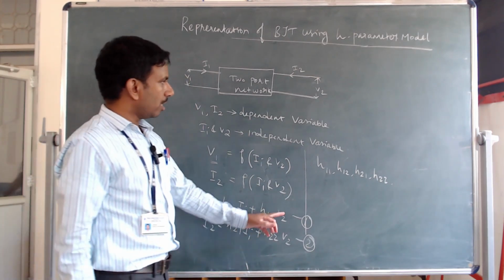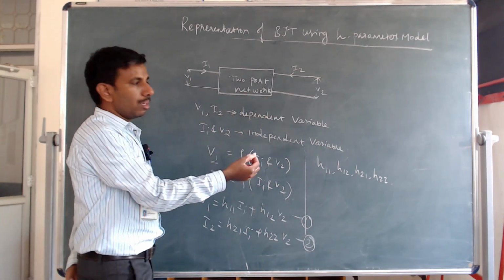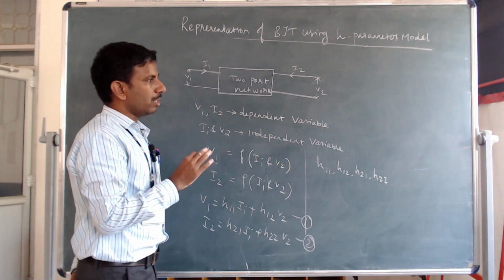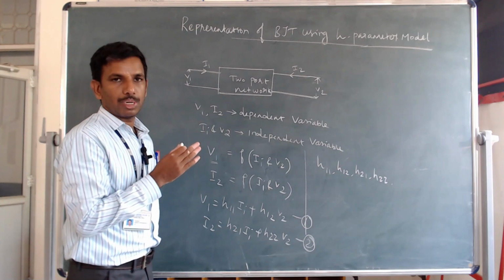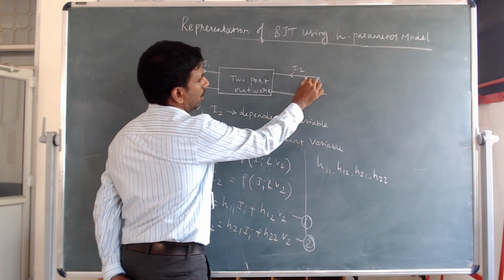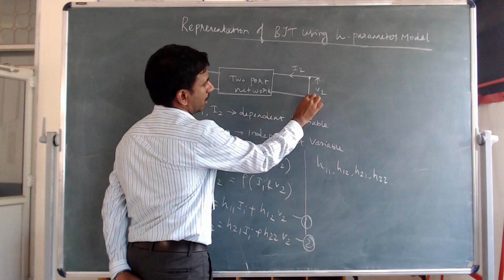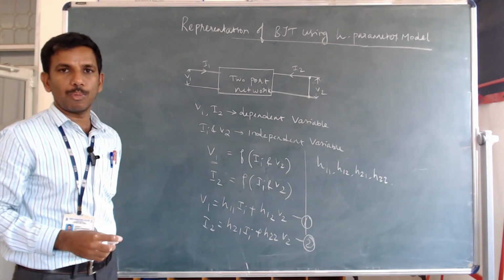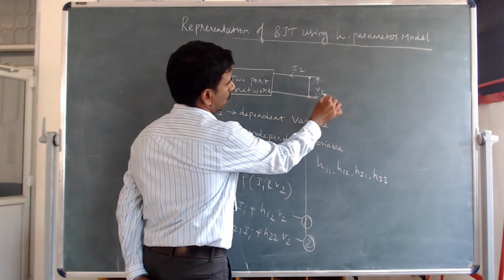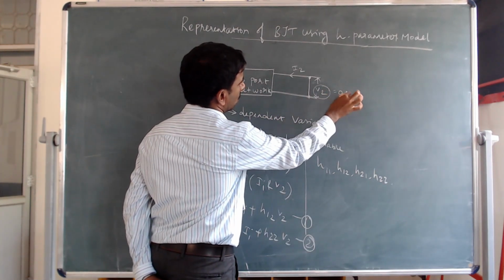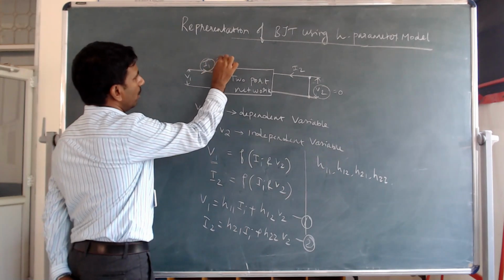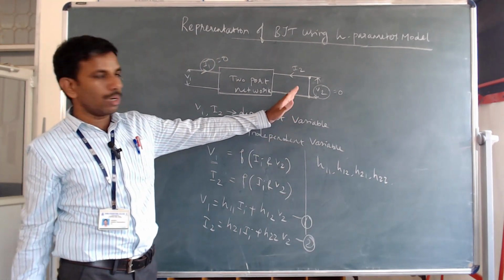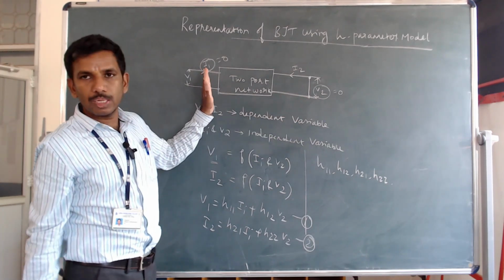This is the H parameter model. The term H parameter means it is a mixing of short circuit as well as open circuit conditions. Here the output is considered as a short circuit, and the input port is kept in the open condition. Under this case, the output voltage is 0, and the input current is 0.